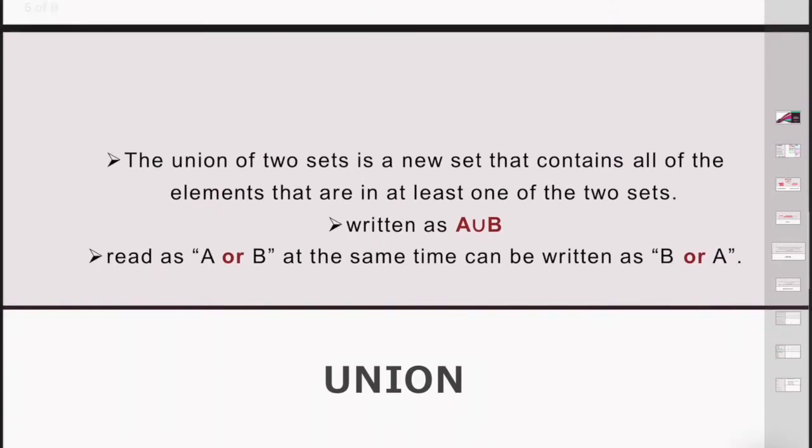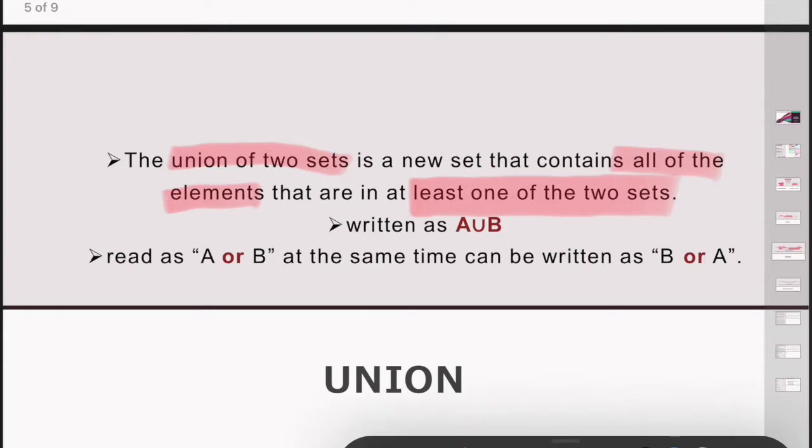Also, for our main lesson, we have here the union. When we speak of union of two sets, this is a new set that contains all of the elements that are in at least one of the two sets. So, from the word union, pinagsasama natin. So, this is written as A union B. So, you have there the symbol for union. And it is read as A or B and can be written or read as B or A. Again, we are using here or.